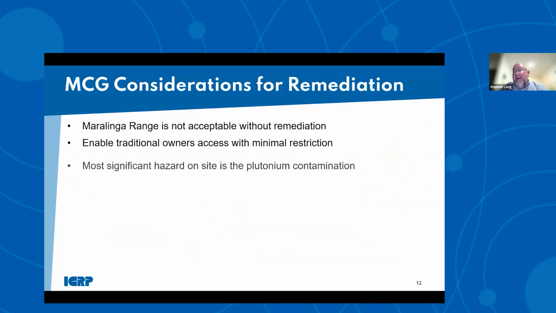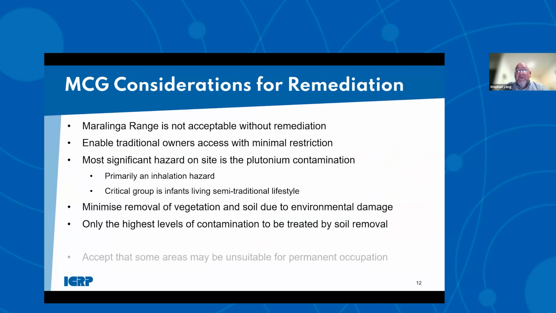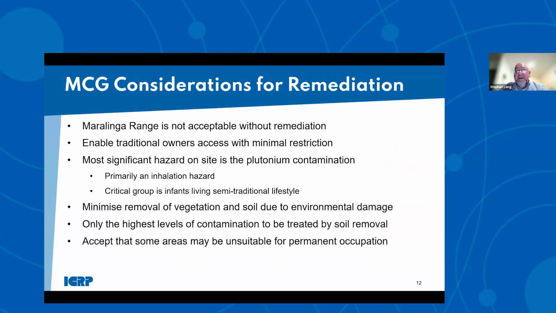So the consideration for the Maralinga Consultative Group was, firstly, that there were some areas within the Maralinga range that were just not acceptable. The contamination levels were just too high. But the main objective for the remediation should be to enable traditional owners to access the land with minimal restrictions. The most significant hazard on the site was the plutonium contamination, which was primarily an inhalation hazard. And the critical group is infants living a semi-traditional lifestyle on their land.